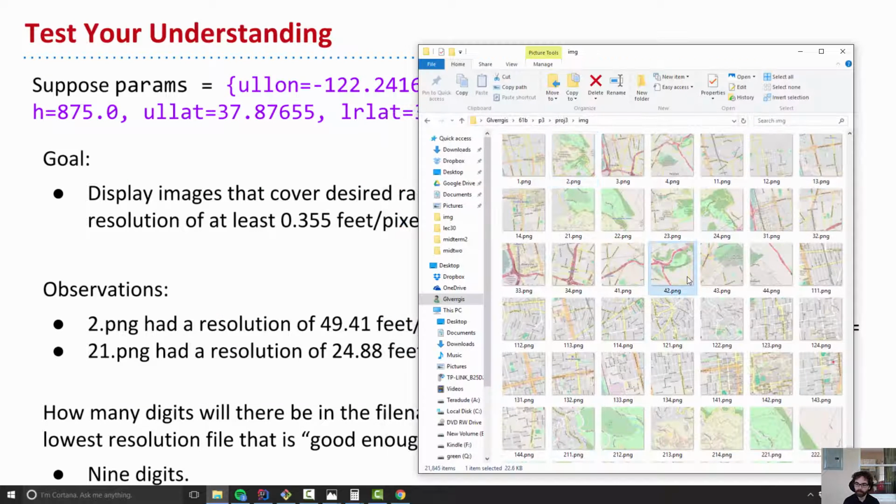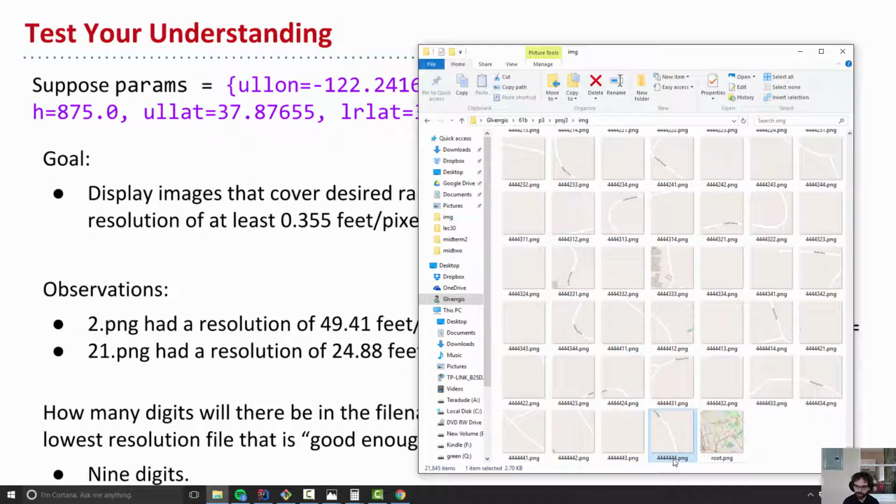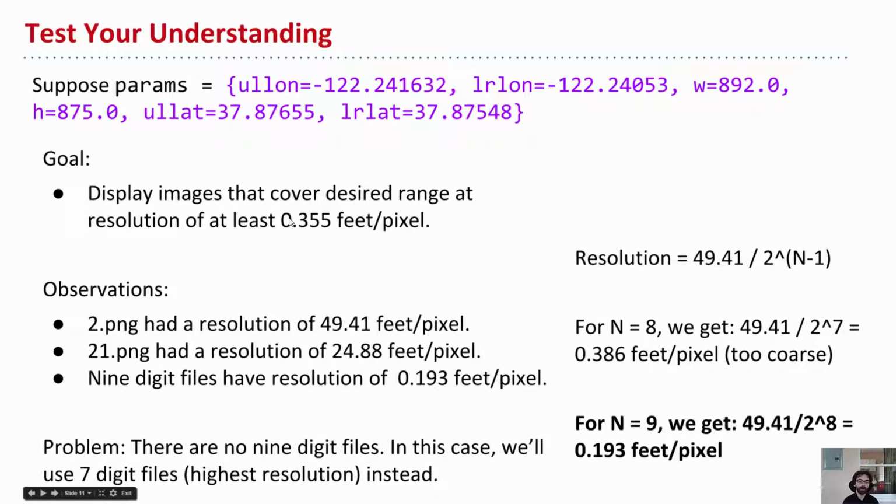But if we look at these file names, you'll note that they actually only get so long, right? There's only 7 digits. Okay. And so while we'd want a 9-digit file, we have to just settle with 7-digit files, which is the highest resolution we have available. However, if the user has a larger query box, it may be the case that you don't need to go all the way down to that bottom level. Maybe just 1.png is good enough.